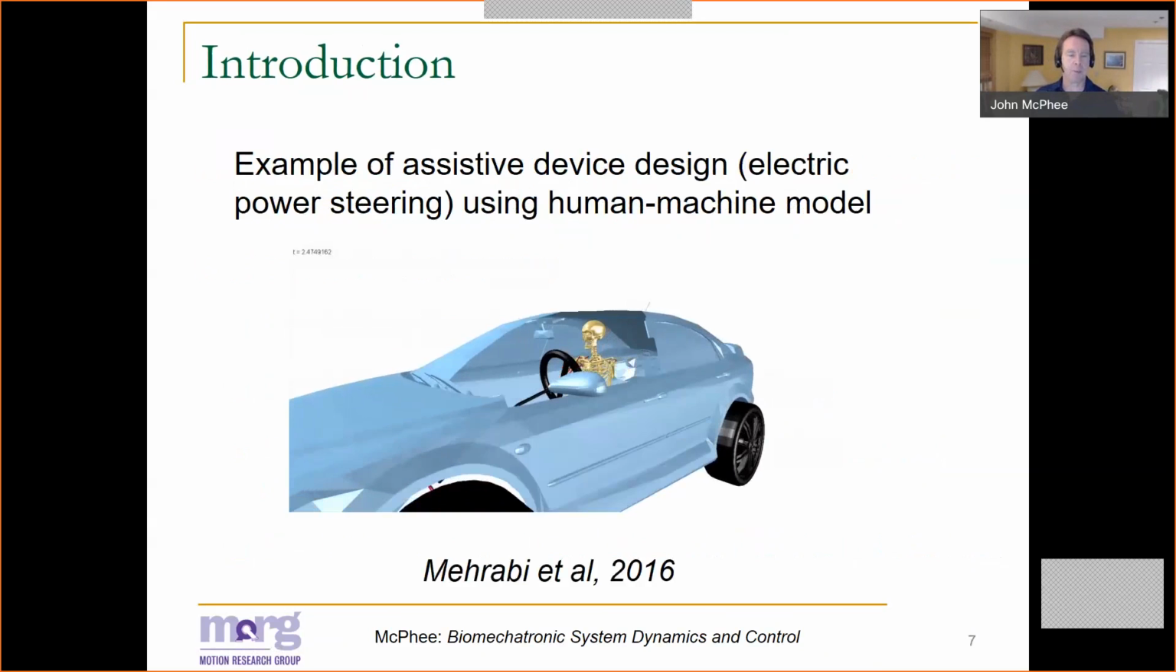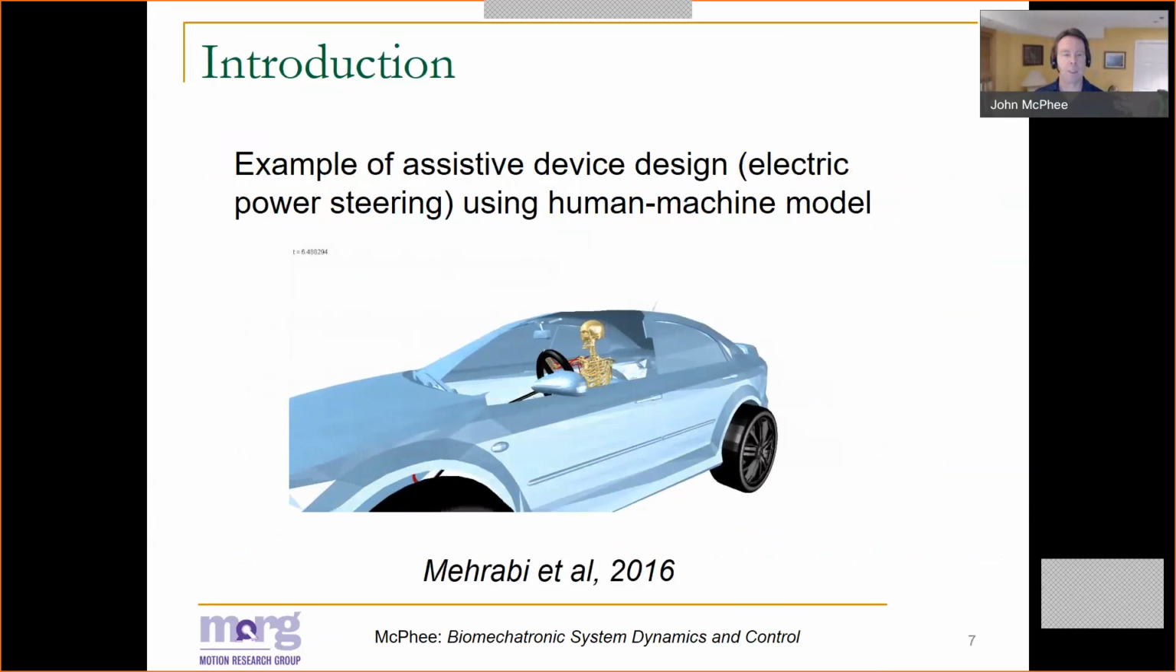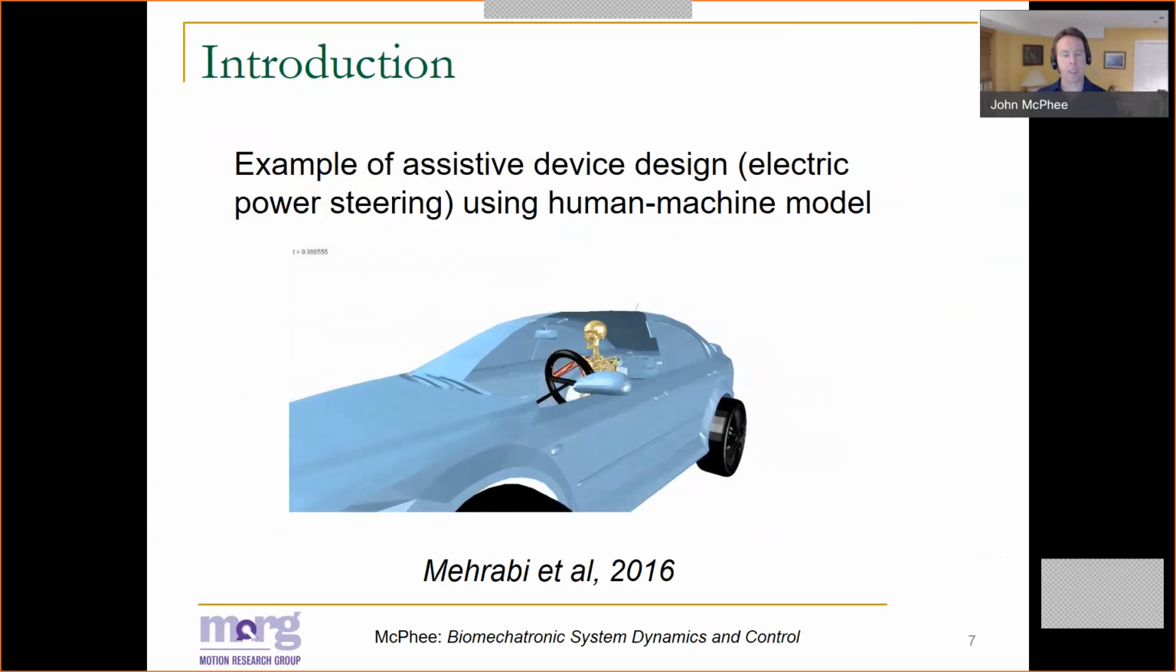So here's an example of an assistive device that many of us have used. It's called electric power steering, or EPS. This was a project we did in collaboration with Toyota, where we were using an integrated model of the human and the vehicle in order to create EPS controllers that we could tune for different driver populations, be it older drivers or younger drivers.